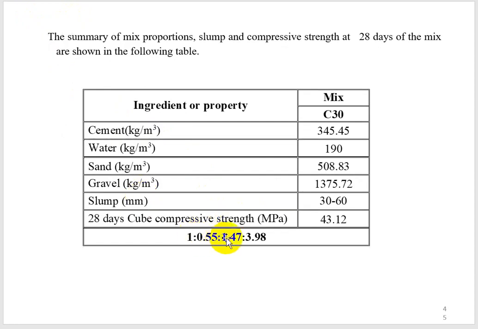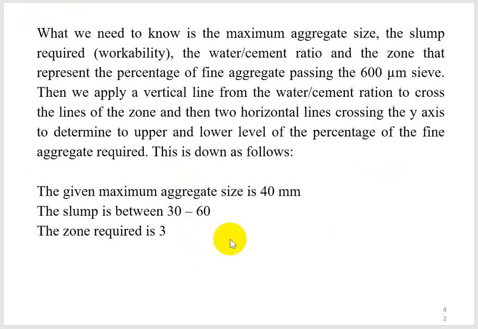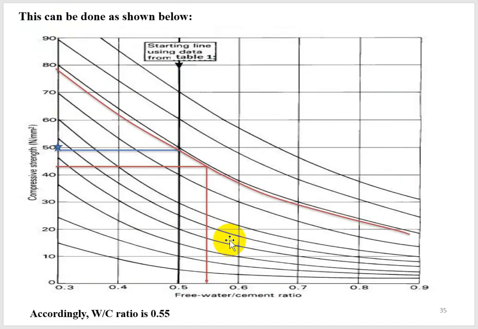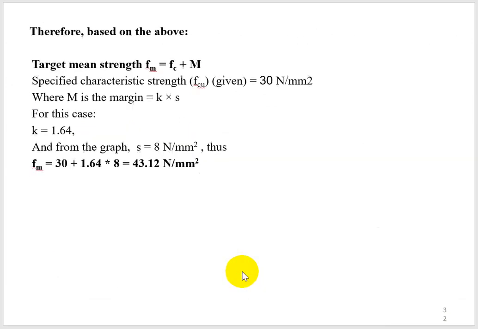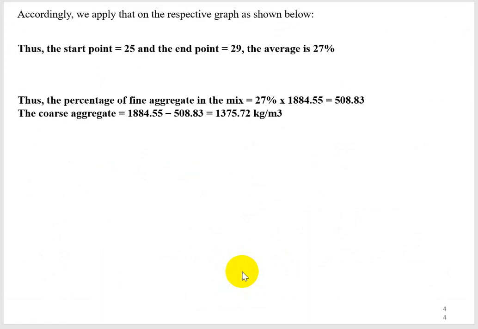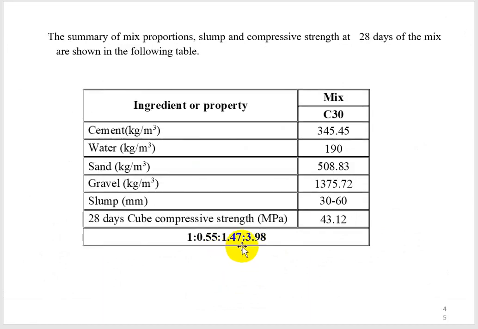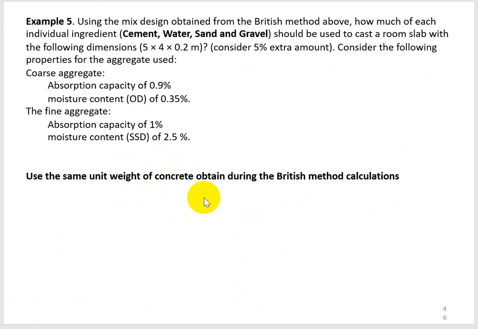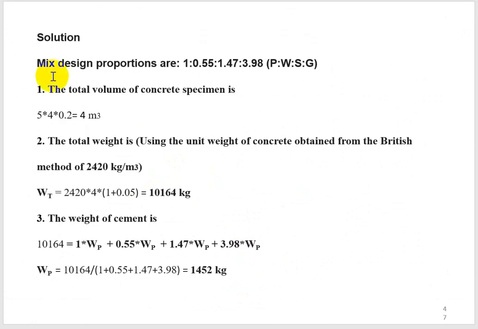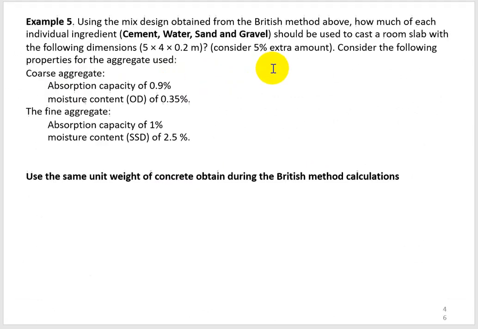Okay, so if we look at the proportions for the British method and the American method, and make a quick comparison, you will find that the British method is much more economic in terms of the weight of the aggregate and the sand. So now we can apply the same steps we used in lecture number 2. So the mix design is the one we have here.